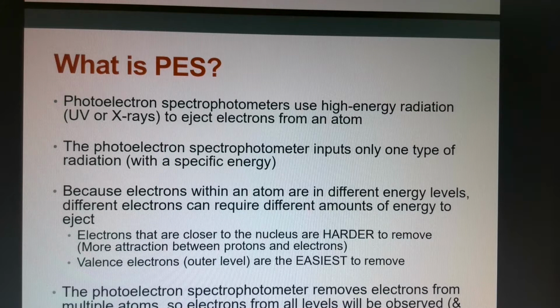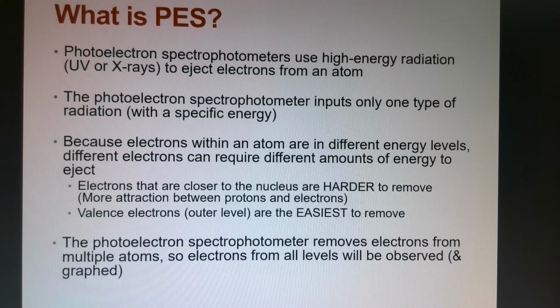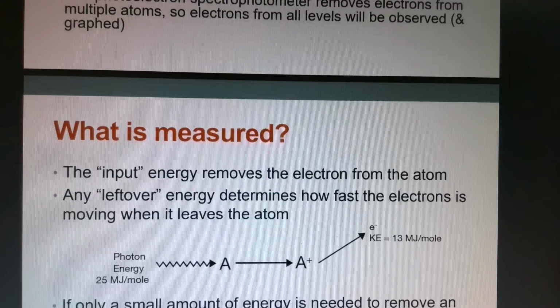Valence electrons are easiest to remove. And for the most part, what we deal with in chemistry and what we like to focus on are those valence electrons. What PES allows us to do is to focus on those core electrons, the ones that are closer to the nucleus. It also removes electrons from multiple atoms, so electrons from all levels will be observed and graphed. So all those s, p, d, f electrons will all be removed from the atom.